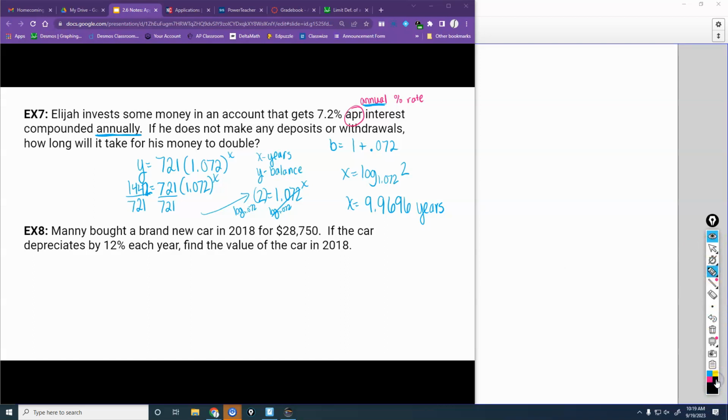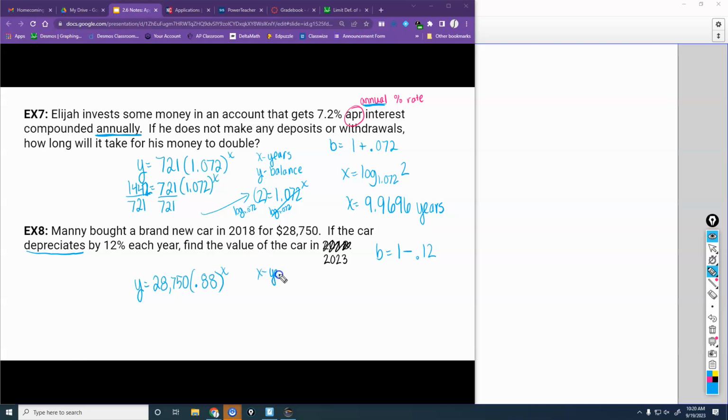All right, let's fix that and say, let's go 2023. Let's see what it's worth today. Okay, so for this problem, start value is $28,750. What do I use as my B value here? No, you're losing. Depreciate means we're losing money. So that B value's got to be 1 minus the 0.12. That is going to give you 0.88 to the x power.